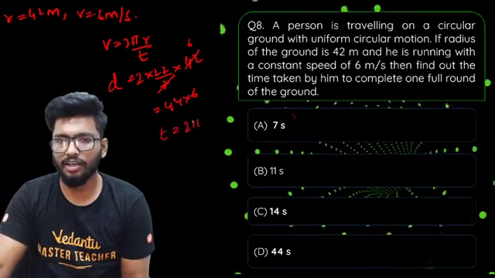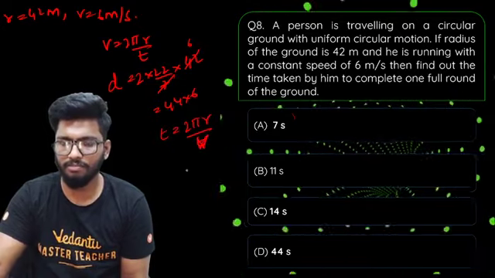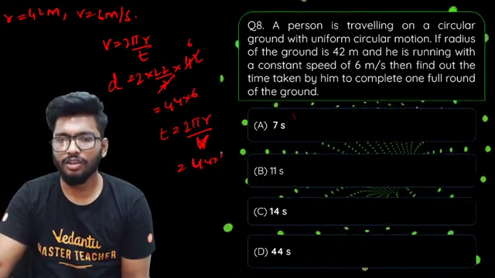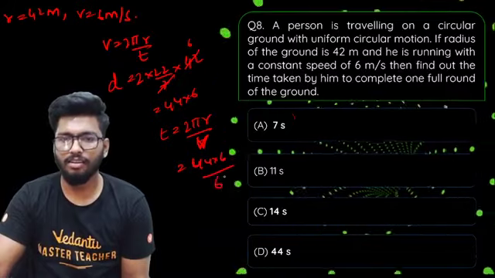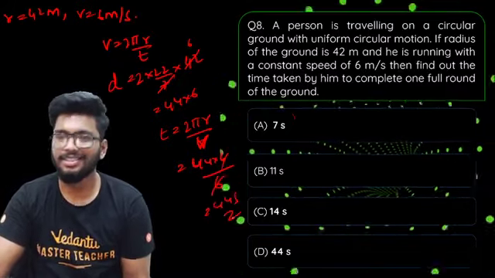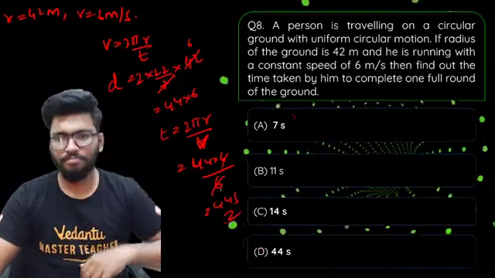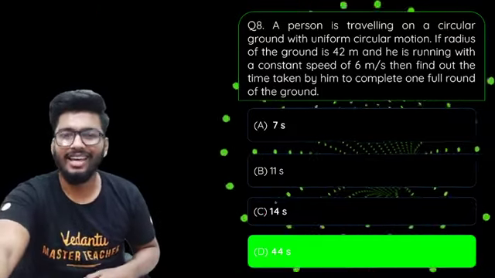Now time is equal to 2 pi r by v. So 44 into 6 divided by 6. We'll get 44 seconds. So that is the answer, guys. 44 seconds is the answer for this question.